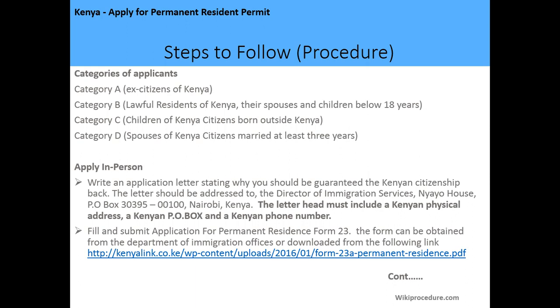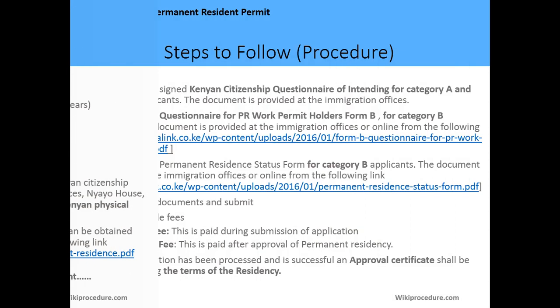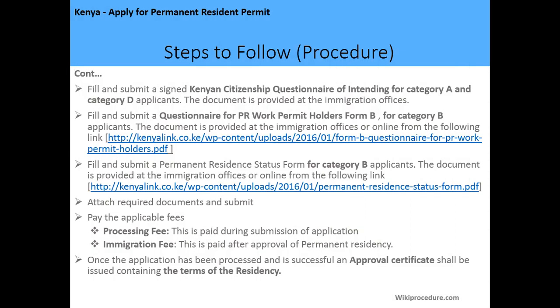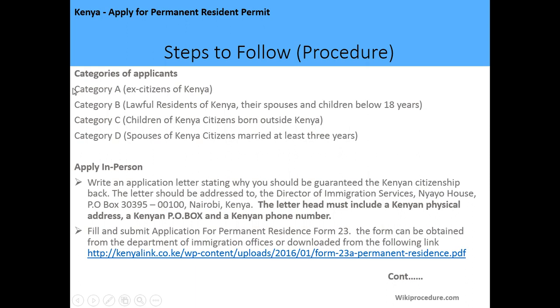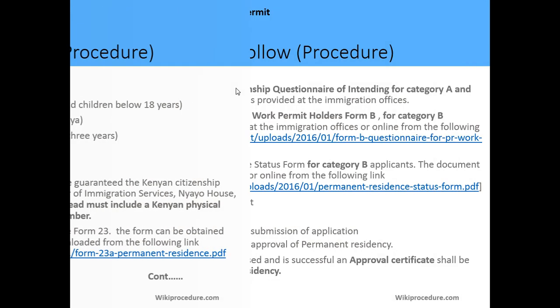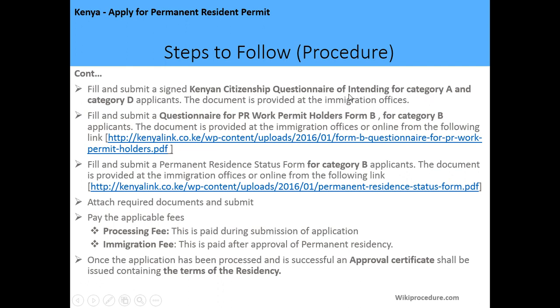You are supposed also to fill and submit the application for permanent residency form 23, which can be downloaded through this link, or it may be obtained from the immigration offices. We are going to look at the form in just a bit. After filling in the form, you are supposed to also fill and submit a Kenyan citizenship questionnaire of intending for category A and category D applicants.